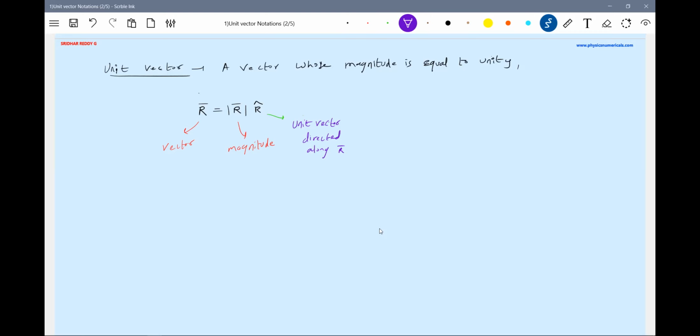This is called a cap, like a cap for a person. On this quantity, it is indicated by a cap. It is also called a hat. So r cap is what it is called. What is r cap? We can write it as the vector divided by its magnitude. So the general idea is: unit vector is equal to vector by its magnitude. What is the direction of this unit vector r cap?